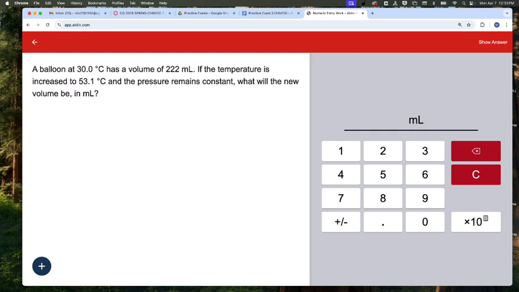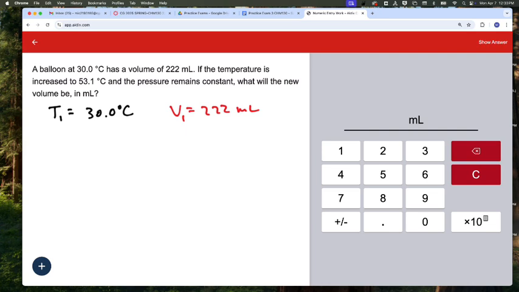So right away, I have a balloon at 30 degrees Celsius. Celsius is a measure of temperature. So I have a temperature of 30.0 degrees Celsius. It has a volume of 222 milliliters. If the temperature is increased, I'm changing the temperature now. So that would make me want to put different numbers in here, because that T1 and V1 are now at the constant condition.